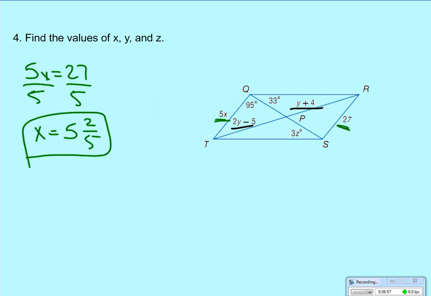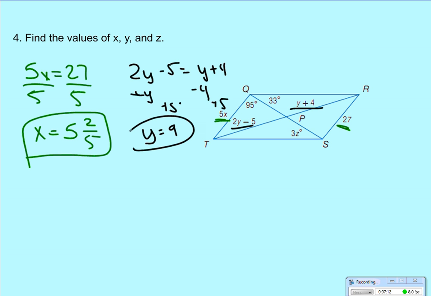Y and y, those are the diagonal pieces. So diagonal gets bisected, so that means 2y minus 5 equals y plus 4. Y equals 9. Cool. 2/3 of the way there.